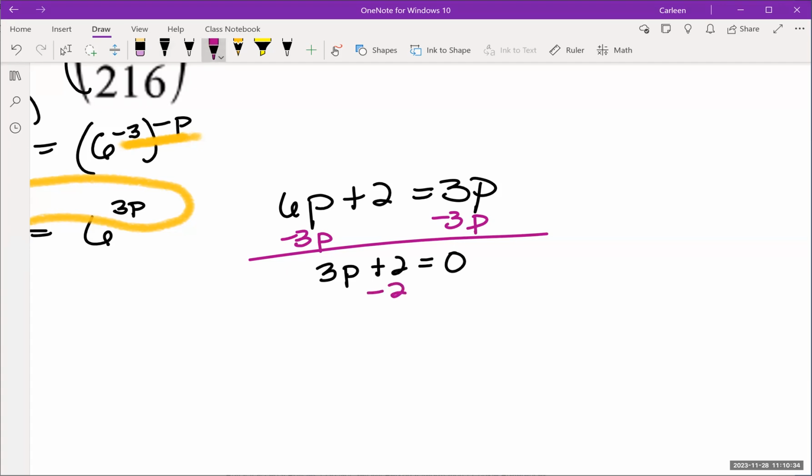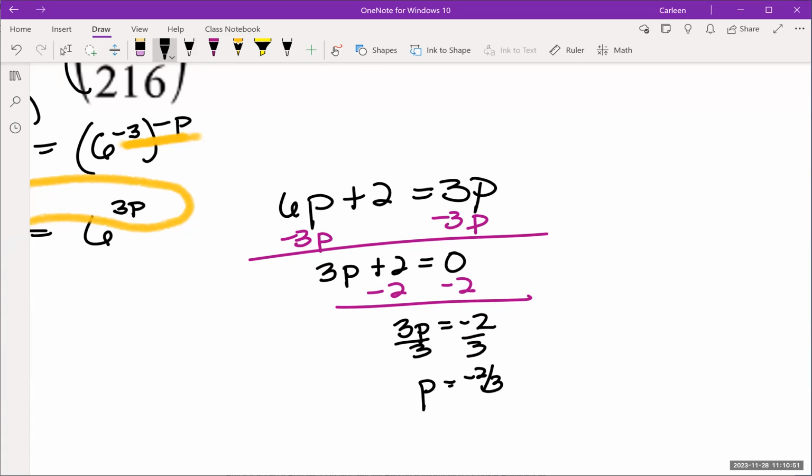Subtract 2. 3p is equal to -2. Divide by 3. P is equal to -2/3.